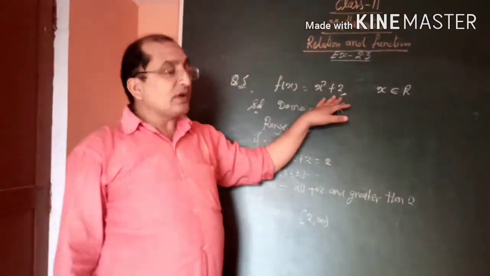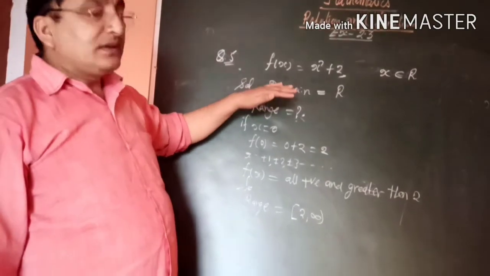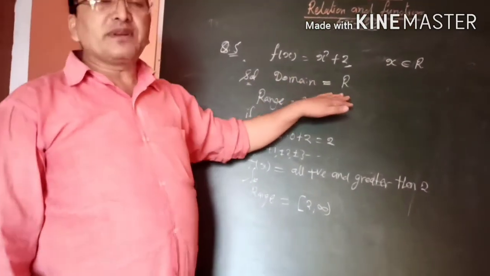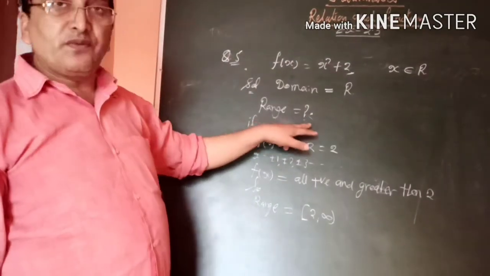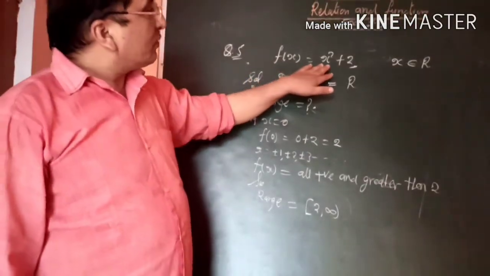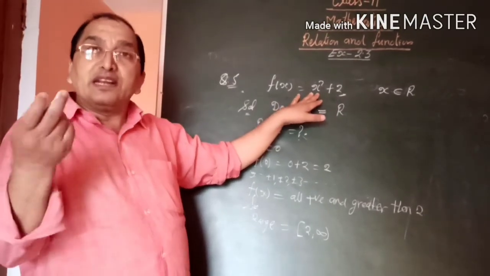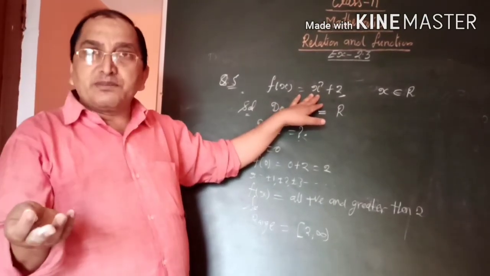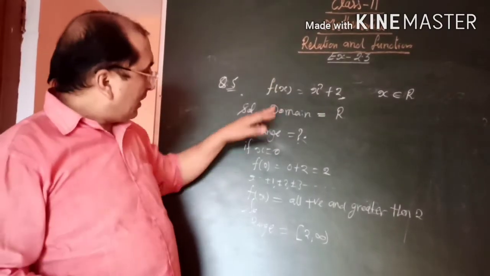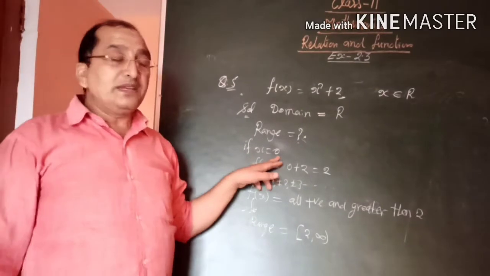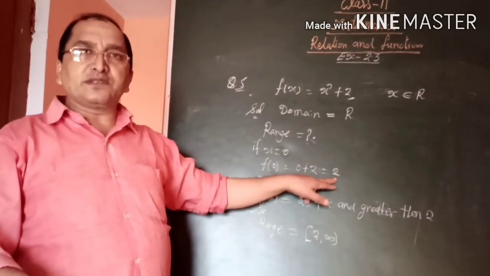f of x equal to x square plus 2, where x belongs to real numbers. For this question, its domain will be the real numbers because x is already given as a real number. And for finding the range, we have f of x equal to x square plus 2. This directly shows x square, meaning if a negative number comes, its square will be a positive number. If a positive number comes, its square will also be a positive number. So I put x equal to 0, which gives its least value. f of 0 equal to 2. 2 is the minimum value of this function.